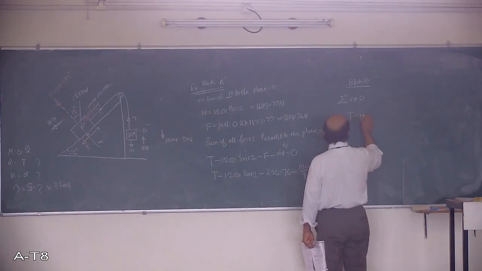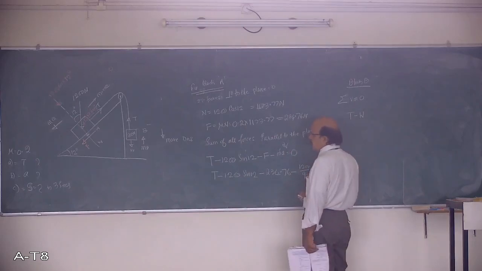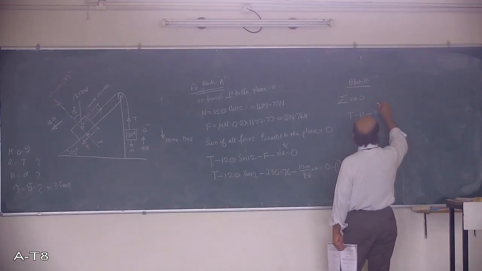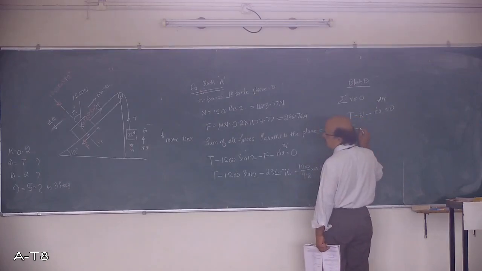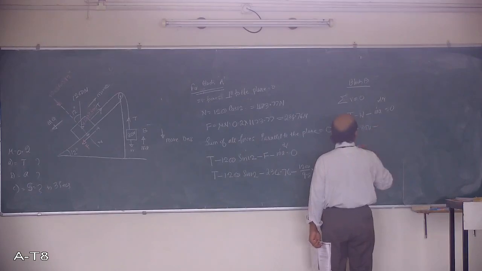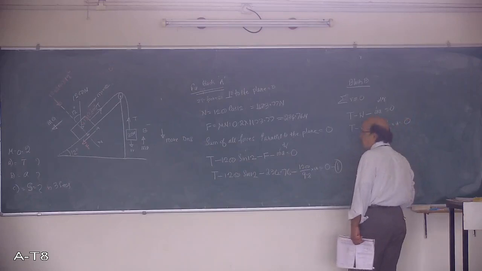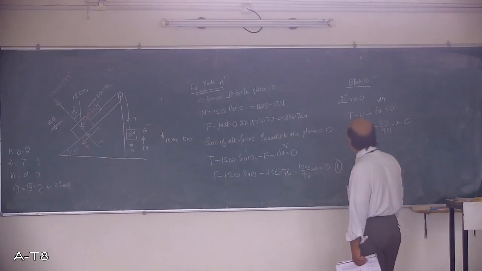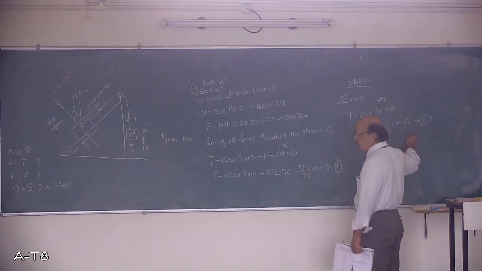So tension is acting upwards, I will take upwards as positive, and weight W is acting downwards. Inertia force is opposing: if the block is moving downwards, it will act in the upward direction. So that is minus MA, where M is equal to W by G, equals 0. Rewrite this equation: T minus W, that is 800 newton, minus 800 divided by 9.81 multiplied by A. Both blocks will move with the same acceleration because they are connected by a rope passing through a frictionless pulley. This is equation number 2.